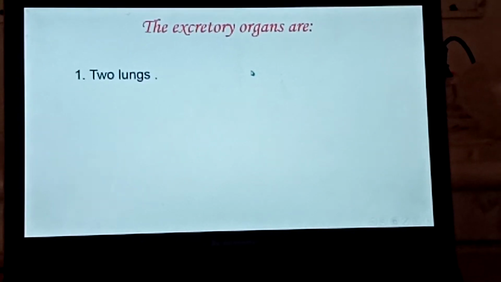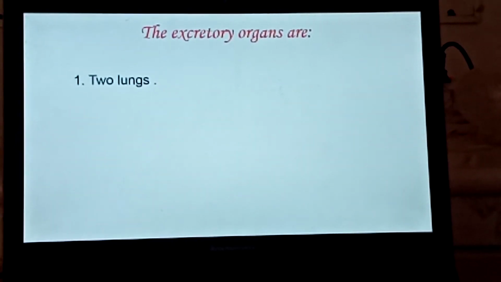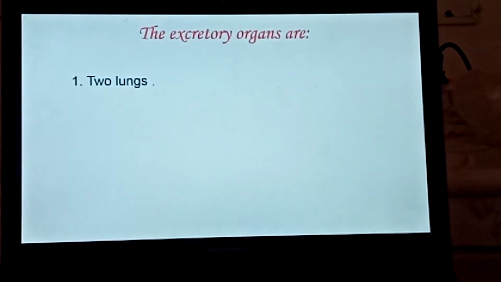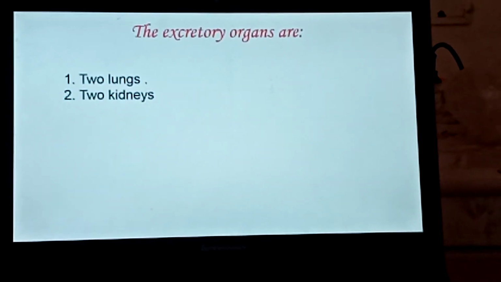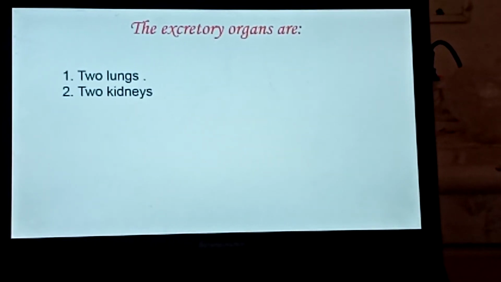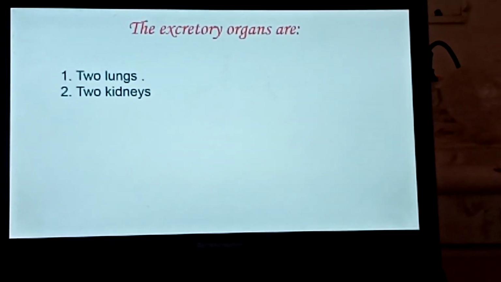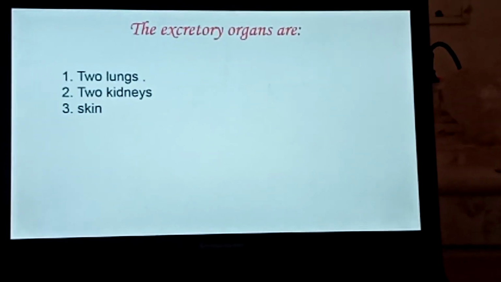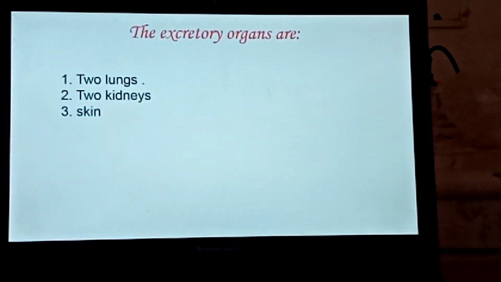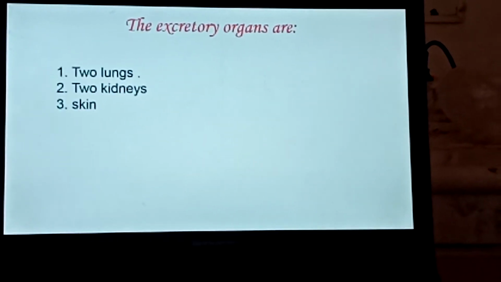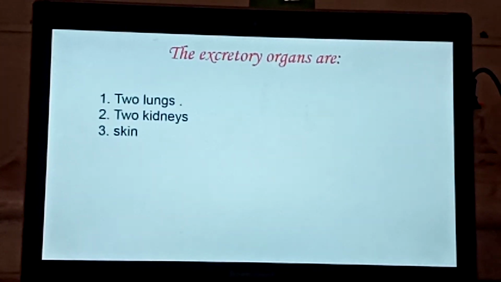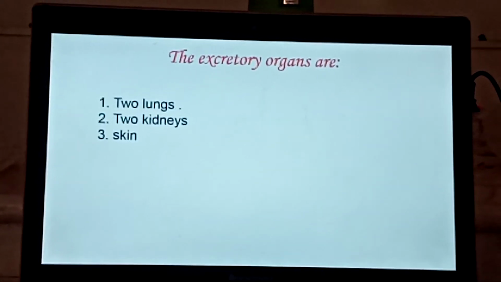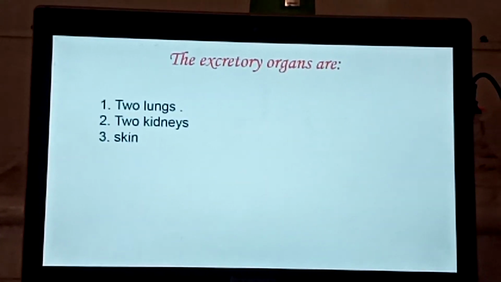So the excretory organs are two lungs, which help us to get rid of carbon dioxide and water vapor; two kidneys, which help us to get rid of nitrogenous wastes such as urea and uric acid, excess salts and water; and skin, which helps us to get rid of excess salts and water by the help of sweat glands in the form of sweat.